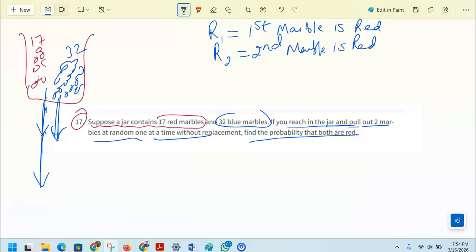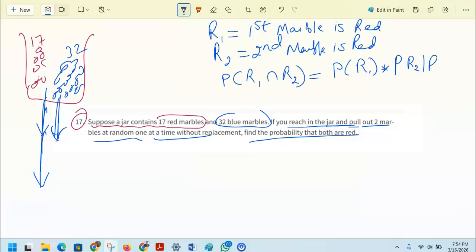Okay. And we need to know what is the probability that the first one is red and the second one also red. So we can use the multiplication rule of probability, that is the probability the first one is red times the probability the second one is red when you already know that the first one is red. So this is what it means. Now, in the beginning, how many total marbles are there? If you add 17 and 32, you have 49.